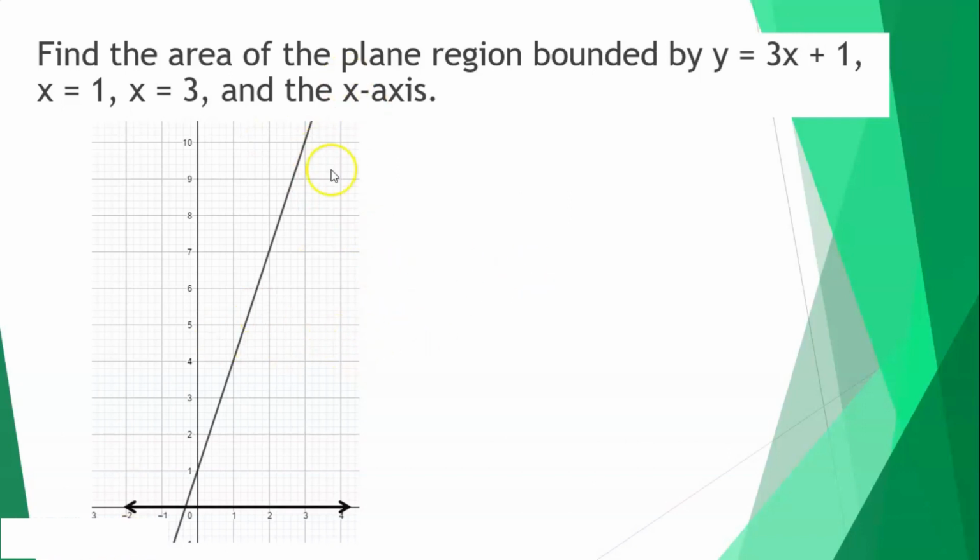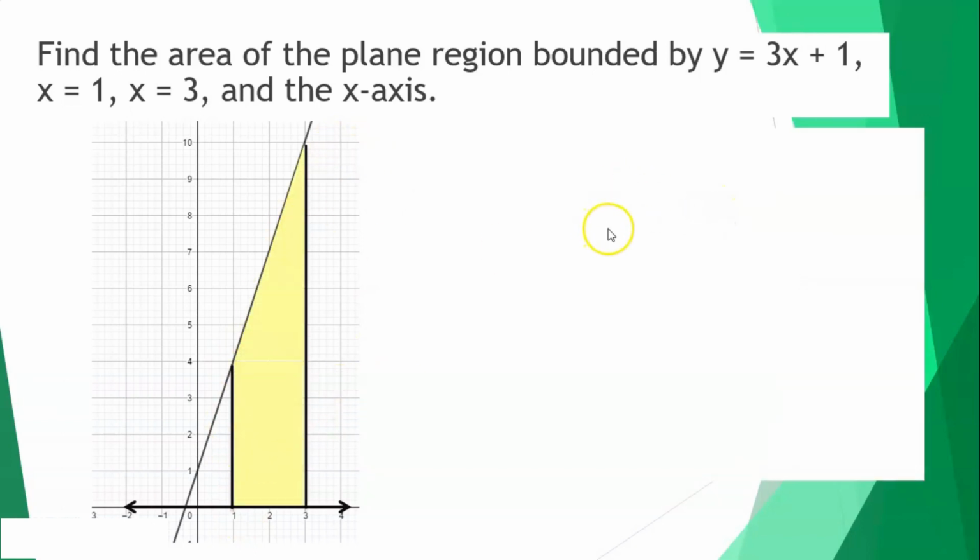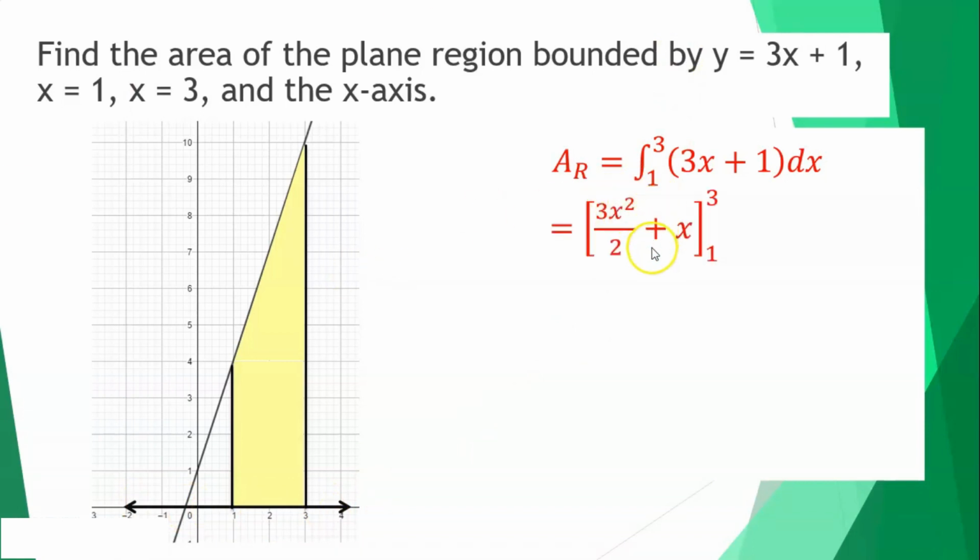We have here the x-axis, so that's our lower limit. And we have here x equals 1, and we have here x equals 3. So what's the area of the shaded part? So making use of the definite integral, that would be the integral of 3x plus 1 evaluated from 1 until 3. So take note, the lower part here is the x-axis. So this would become 3x squared over 2 plus x evaluated from 1 until 3.